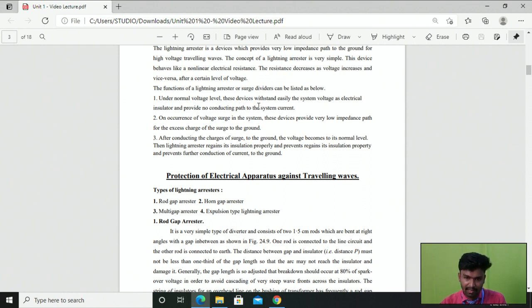So the lightning arrestor withstands the system voltage as an electrical insulator. During normal operating conditions it operates as an insulator, which provides no conducting path to the ground. But on the occurrence of any voltage surge in the system, the working voltage will be increased above our normal system voltage. At that time, the lightning arrestor provides a very low impedance path for the excess charge to the ground.